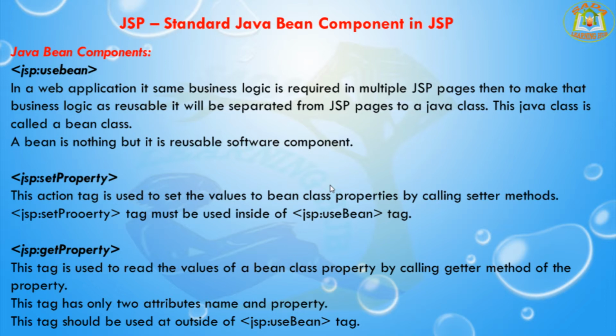In the above JSP page, we are setting static values to the bean class properties. If the JSP page wants to set dynamic values to the bean class properties, then the JSP should accept the input values from the HTML page. If the request parameter names and the bean class property names are the same, then in the JSP page you can write property star in the jsp:setProperty tag. That is the way.